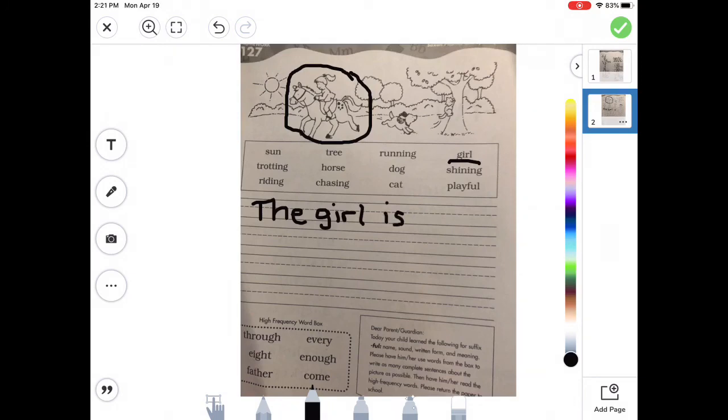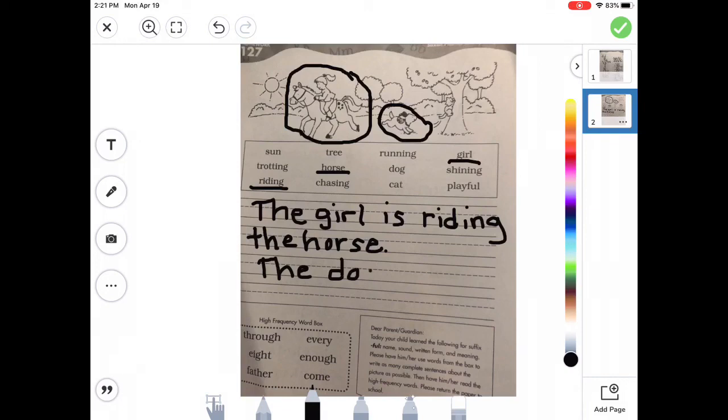Is riding, very good. Is riding, what's she riding? The horse, very good. All right, what else could we write? What's this doing? The dog, what's that dog doing? Is chasing. Chasing. Very good. The cat.